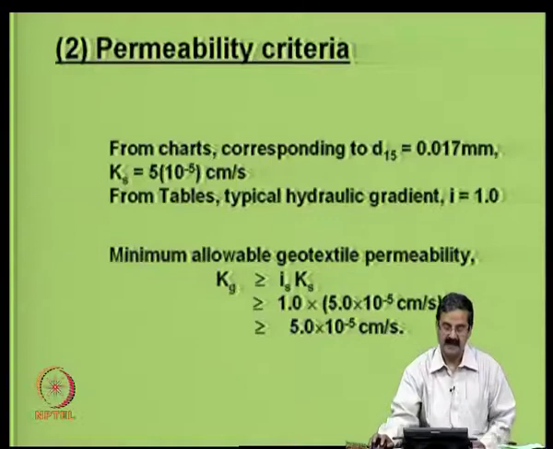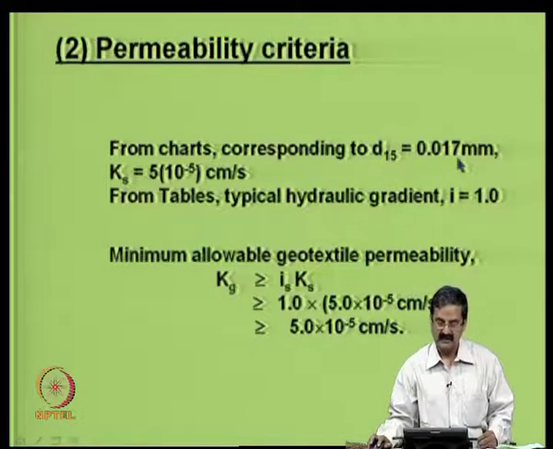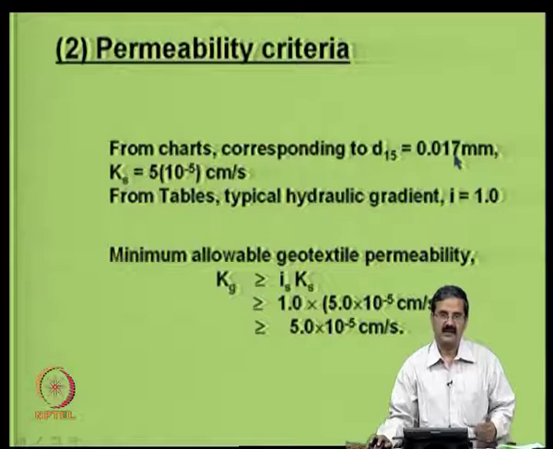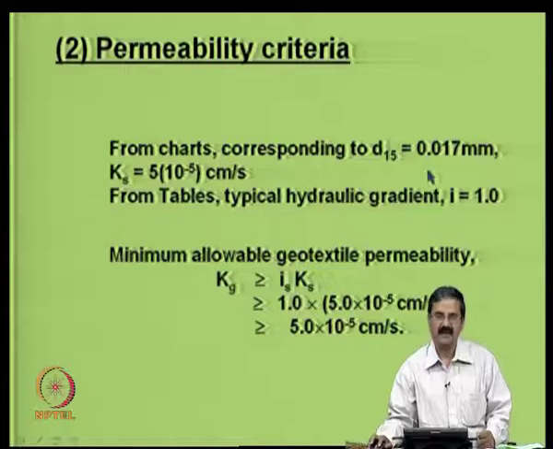So, secondly, how do you do the permeability criteria? From the same grain size distribution, you take the D15 size, okay. From the D15 size, like I just showed you one chart, if you know the D15 size, you can calculate the permeability. You can read it directly from the graph, and also let us assume that the hydraulic gradient is not very high.